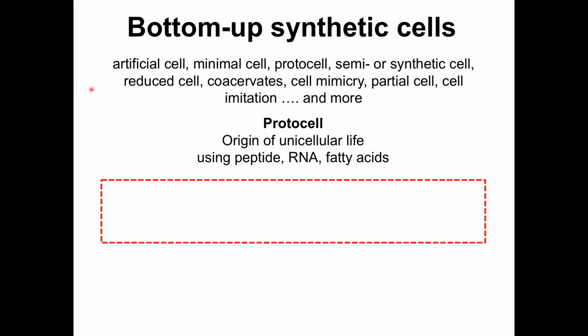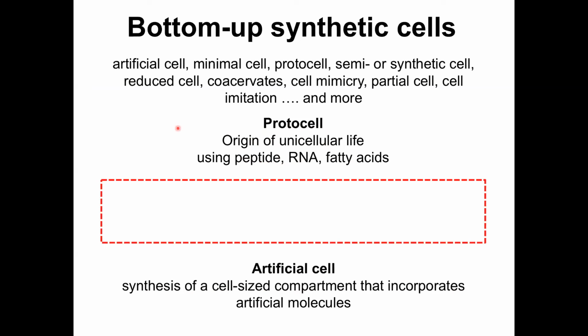The first one are protocells. When you do protocells, you look at the origin of life, and in particular, the origin of unicellular life. It means that you use peptides, RNA, and fatty acid. You use prebiotic, or what we think are the prebiotic molecules, and you do protocells. Kate knows that very well. She has done this during a PhD with Jack Szostak.